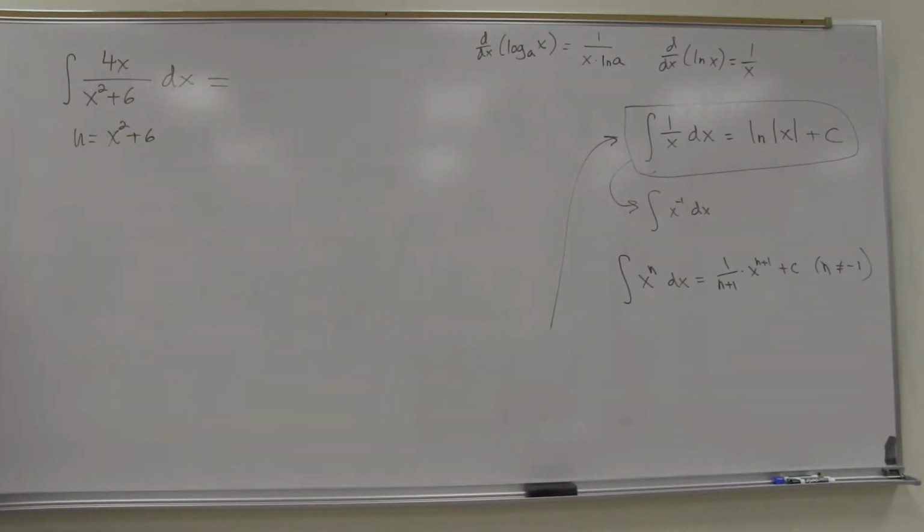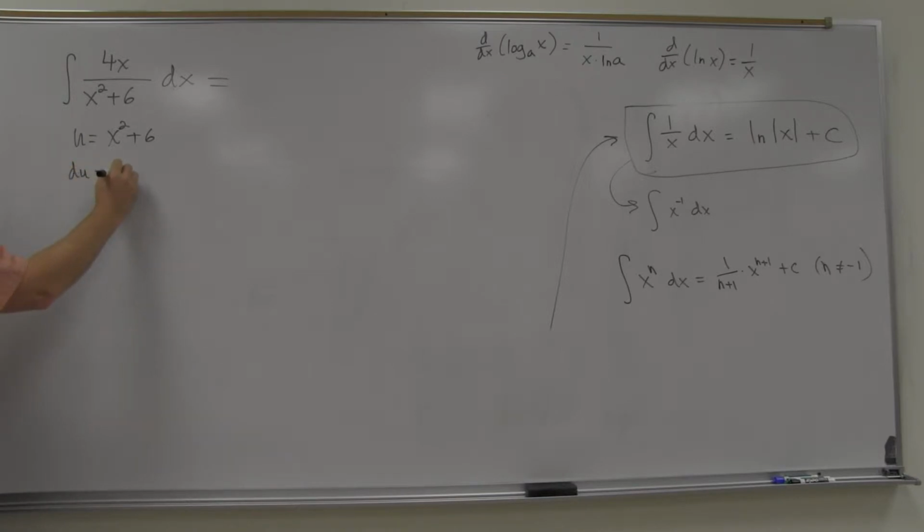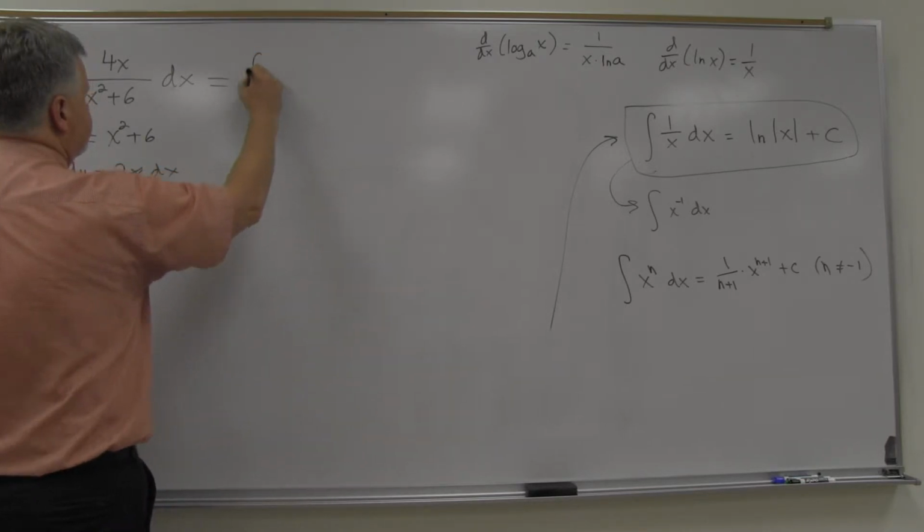In ones that look like this, try u as the denominator. u equals x squared plus 6. All right, so then du would be what? 2x dx. And so divide by 2x. I usually kind of shorten it there. So my dx is du over 2x. That's what I'm going to replace dx by.